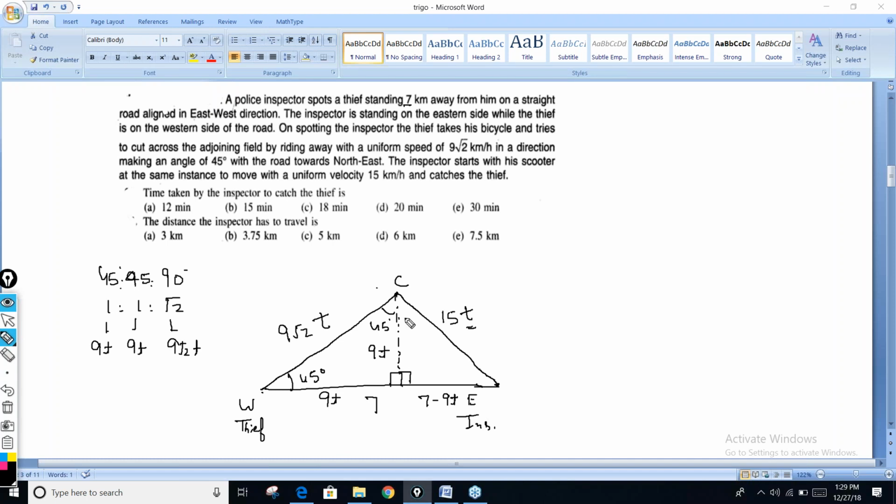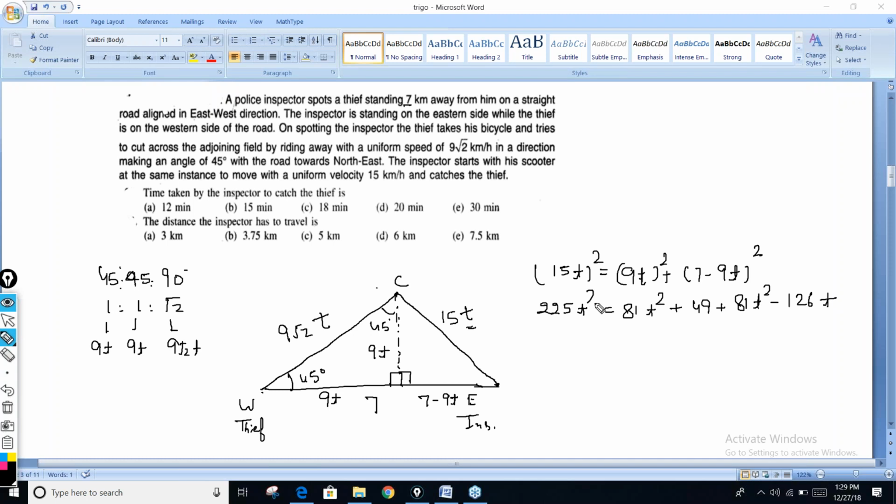Now this is a right angle triangle. Can I use the Pythagoras theorem in this right angle triangle? So can I say (15t) whole squared is equivalent to (9t) squared plus (7 minus 9t) whole squared? That is the equation. So if I solve it, that is 81t squared plus 49 plus 81t squared minus 126t, that is equivalent to 225t squared. So 81 plus 81 is 162. If I take 162 to this side, 225 minus 162 is 63t squared.